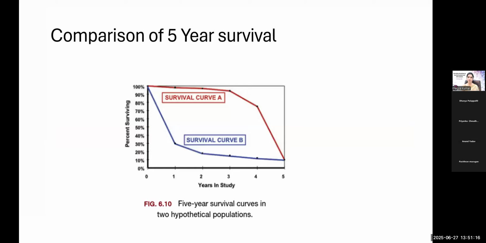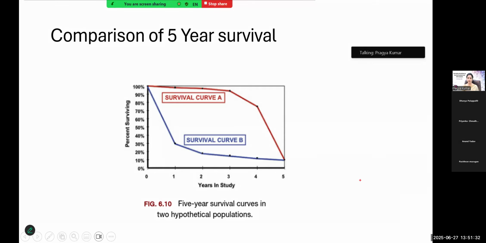Again, this is one example which I have taken from Lee and Wang. So here you can see that he is also explaining the same thing, that there are two hypothetical populations. There is a survival curve A and a survival curve B. If you say that the final outcome, the 5-year survival, is the same in both cases, because in both the survival decreased to 10%, they are reaching the same point. But the survival experience of the people in curve A is different from the survival experience of the people in survival curve B.